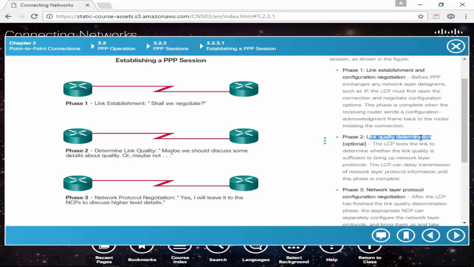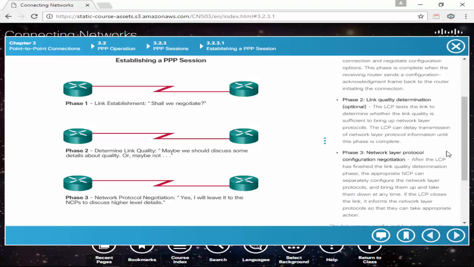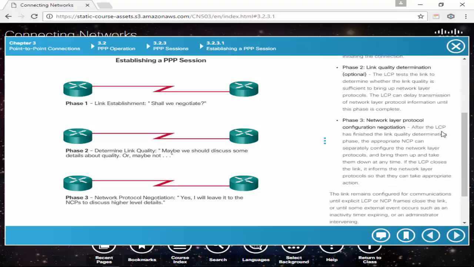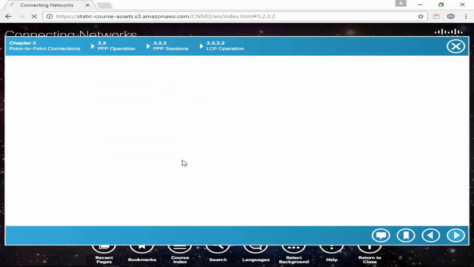Then we can do link quality. If we have this enabled, the LCP tests the link to determine whether the link quality is sufficient to bring up the network layer protocols. The LCP can delay transmission of network layer protocol information until this phase is complete. So until our line is good enough to handle the traffic, it will not come up. Then after that, it hands off to NCP, and the appropriate NCP can separately configure the network layer protocols and bring them up and take them down at any time. If LCP closes the link, it informs the network layer protocols so that they take appropriate action.